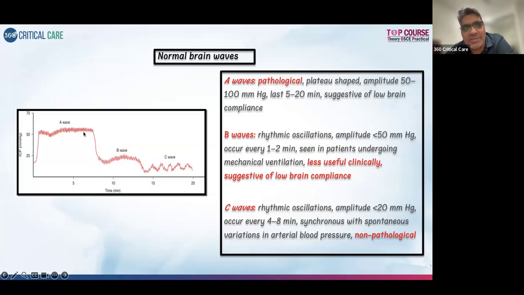They can ask you about this. What do you mean by Lundberg pattern? A, B, C. A is grossly abnormal, 50. B, unsure of the significance. If it gets worse, B can transform to A, but C is the usual normal one.